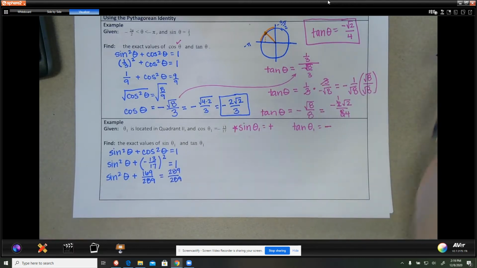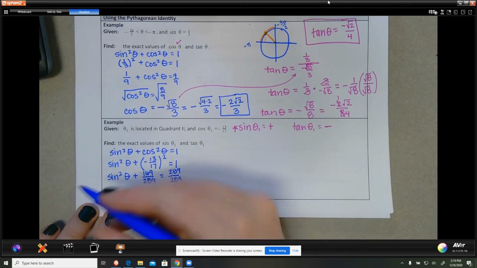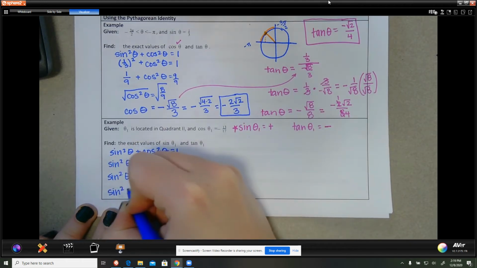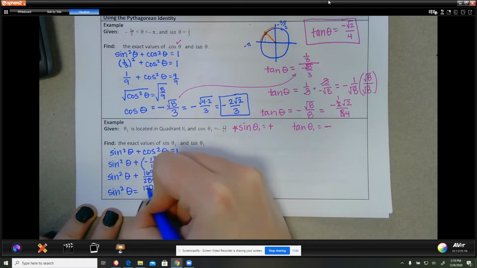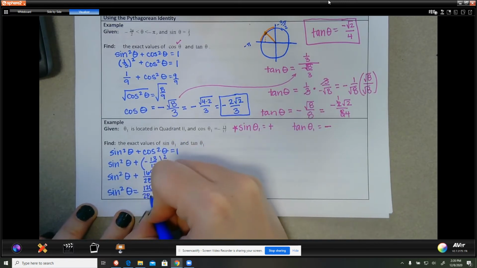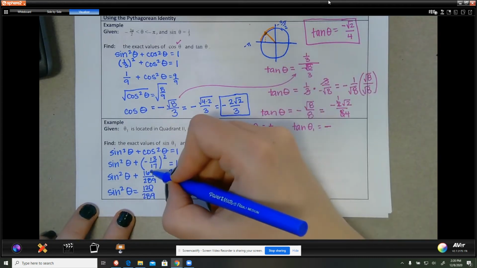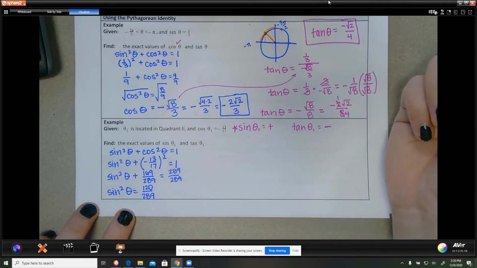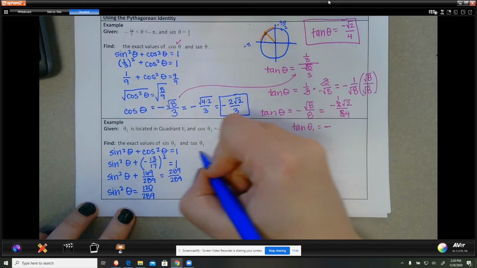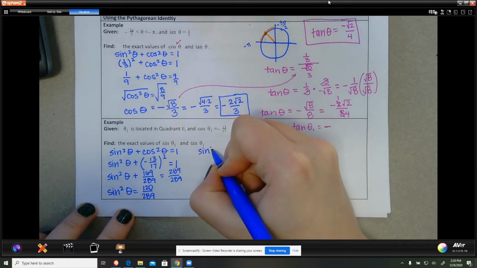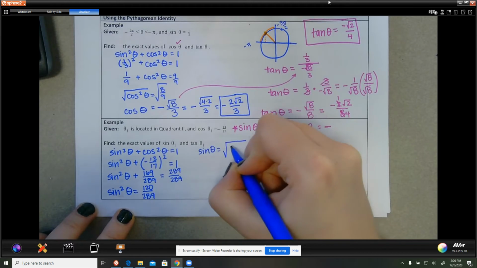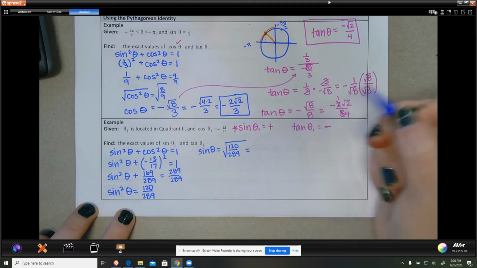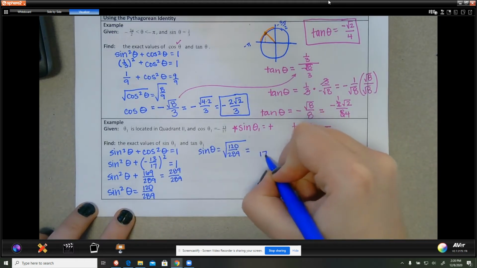All right, so then I can subtract 169 from both sides. So we get sine squared theta is equal to 120 over 289. I subtracted 169 from 289. That's 120. And then I can take the square root of both sides. So I'm going to kind of smush this in right here. Sine of theta is equal to the square root of these, 120 over 289. Well, 289 is a perfect square. We just did that. Square root of 289 is 17.